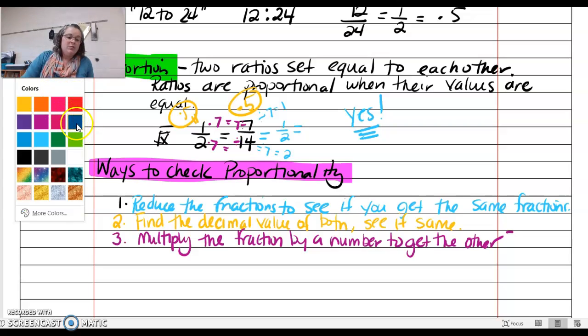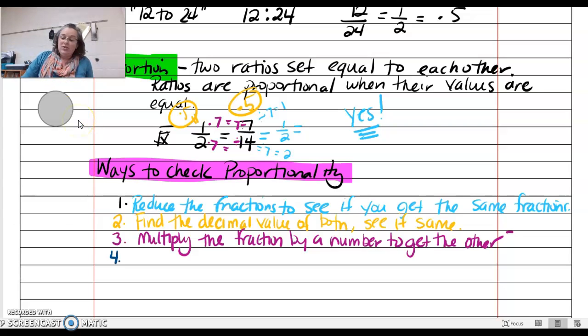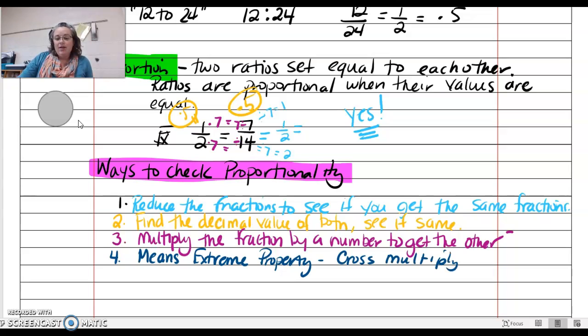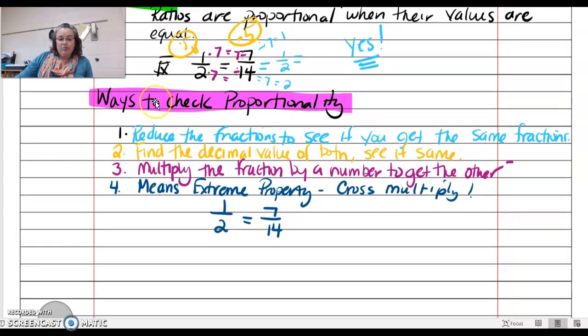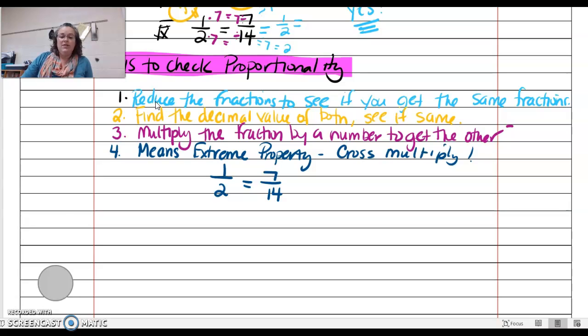Last one is probably one of my favorites. It's called the means extreme property, or I like to call it cross multiply. Crisscross applesauce works every single time. So if you actually take the fraction 1/2, set it equal to 7/14, if you were to cross multiply, do their values give you the same thing?